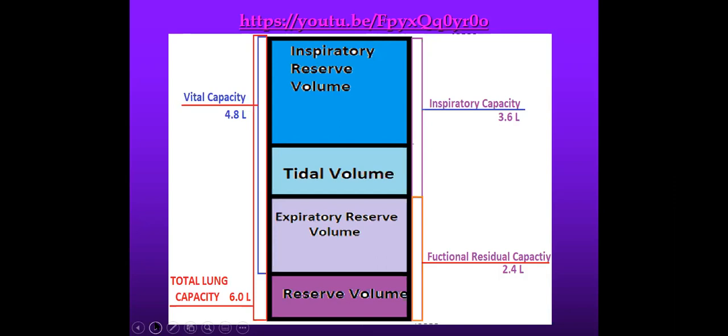And then finally, total lung capacity. The total amount of air in your lungs completely is 6,000 milliliters or 6 liters. 6.0 liters.